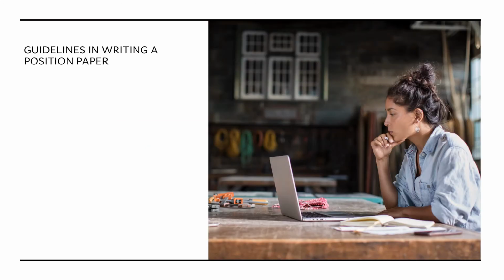Guidelines in writing a position paper. Choose an issue. When choosing an issue, keep the following guidelines in mind. The issue should be debatable. It should be current and relevant. It should be written in a question form and answerable by yes or no. And it should be narrow and manageable.